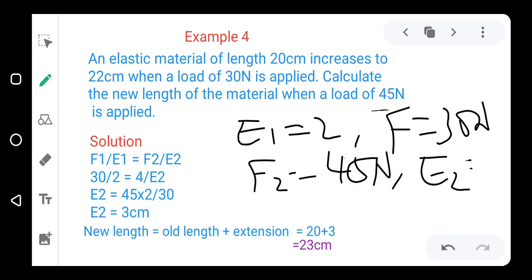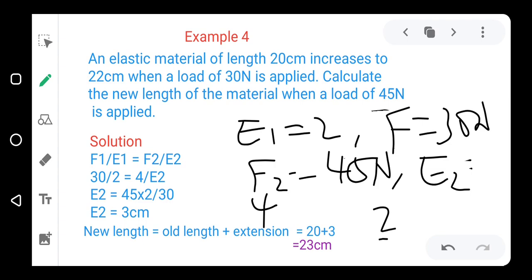If you want to get the extension, you subtract the old length from the new length, and when you want to get the extended length, you add the extension you have to the old length. So assuming that your extension is 2 and the original length of the material is 4, the new or extended length of the material is equal to 2 plus 4. So let's see how we solve this one.